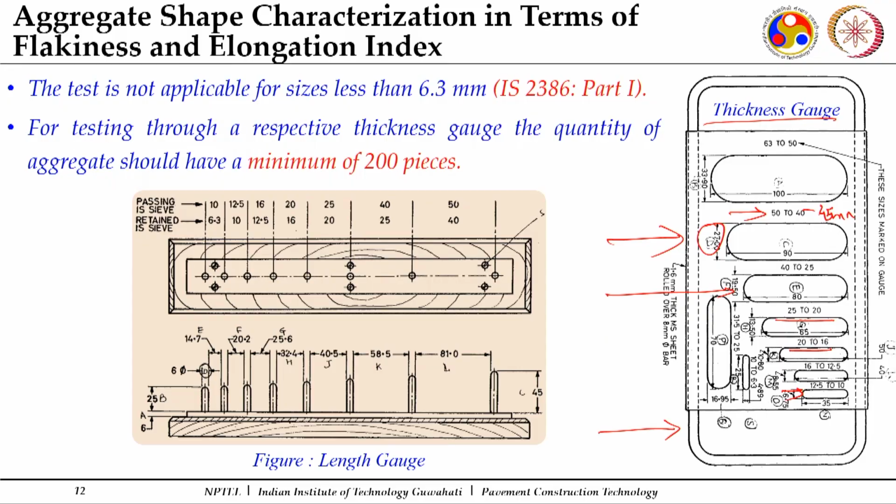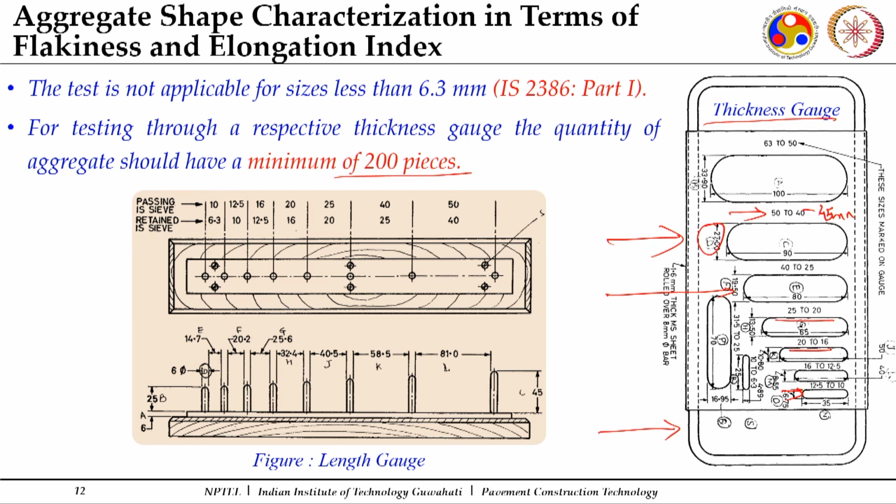Once you check for flakiness, similarly you can check for the elongated part, but for every sieve size you have to take at least 200 pieces. This is the important aspect, because you need a good representation of the source, the sample which you are considering. The other part is when you need to check the elongation index, whether a particle is elongated or not.